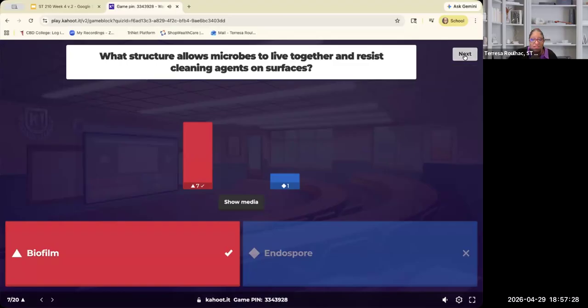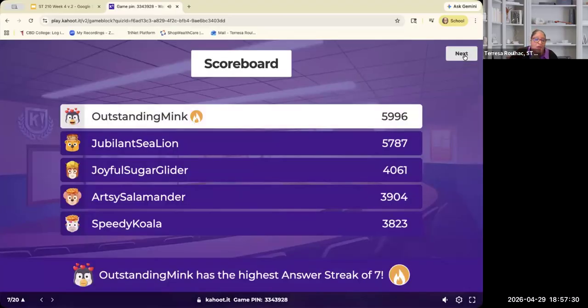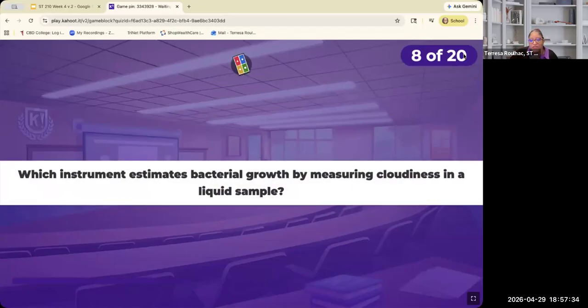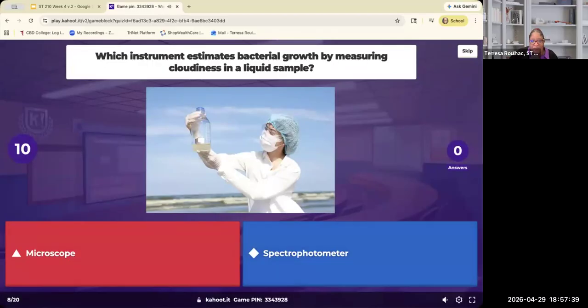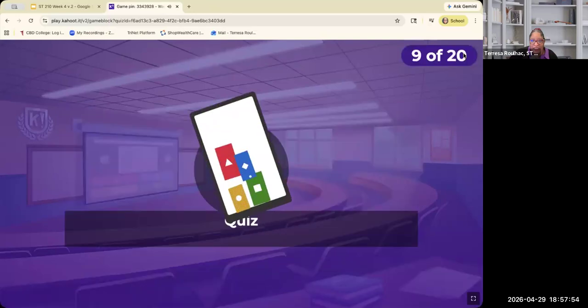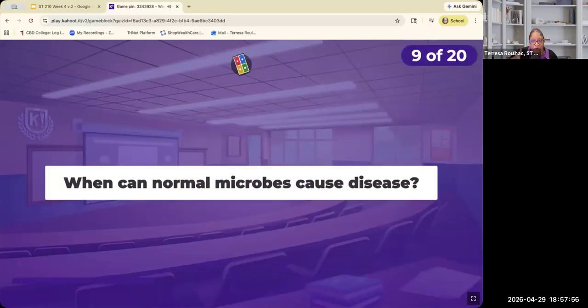Biofilm. Remember, biofilm is that thick, sticky stuff, and we all have biofilm. It's on your teeth. You brush it off every morning and every evening. Keyword. I was gonna say the keyword. You guys already got it. Measuring. Good job. I think we have time for two more. Two more.